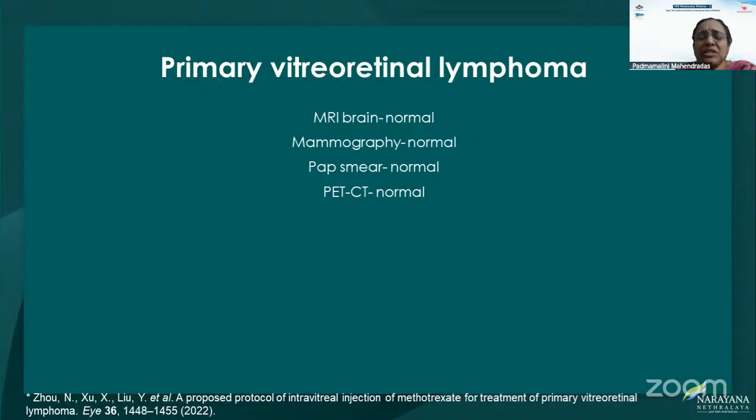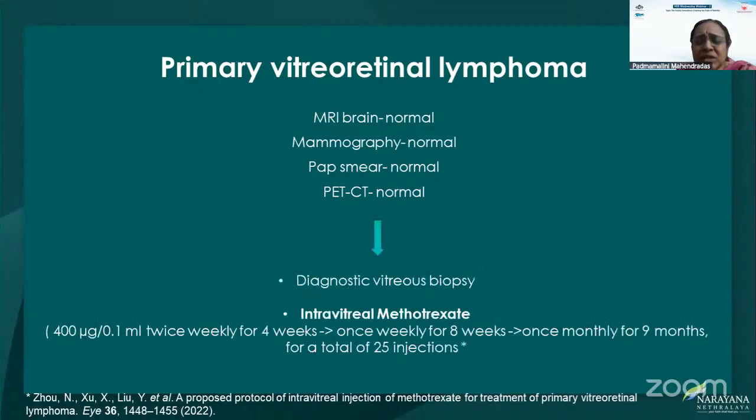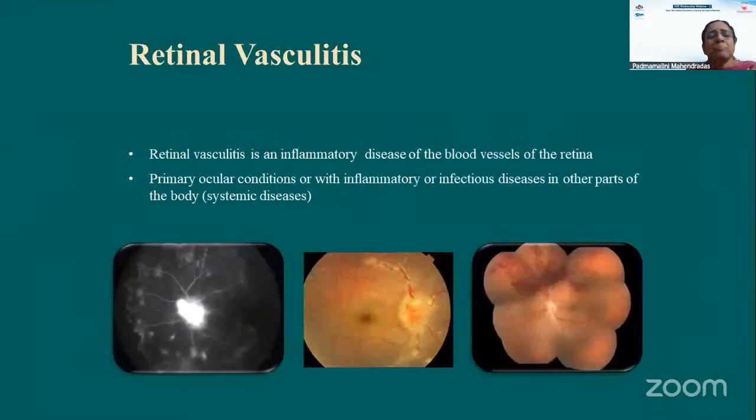This particular patient's thorough systemic workup was done, PET-CT was normal. Diagnostic vitreous biopsy confirmed it is a case of lymphoma, and we treated the patient with intravitreal methotrexate along with systemic chemotherapy. Next, we'll move on to retinal vasculitis.